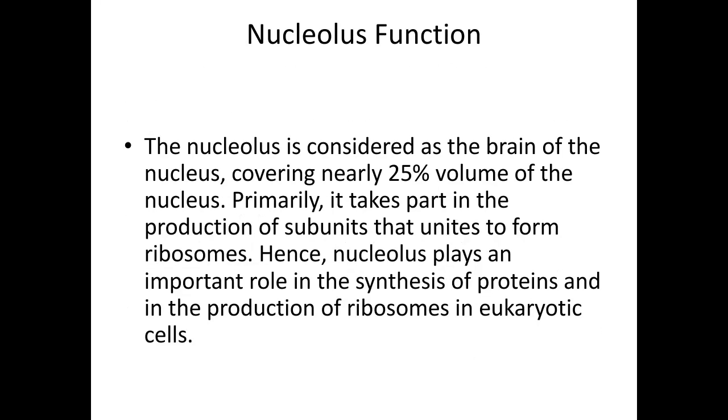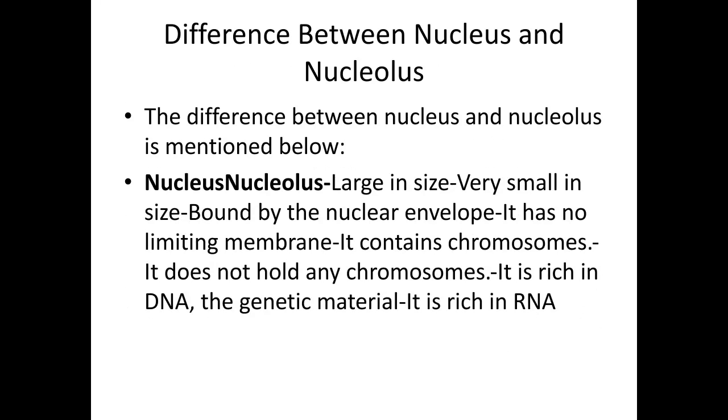Nucleolus function. The nucleolus is considered the brain of the nucleus, covering nearly 25% of the volume of the nucleus. Primarily, it takes part in the production of subunits that unite to form ribosomes. Hence, the nucleolus plays an important role in the synthesis of proteins and in the production of ribosomes in eukaryotic cells.